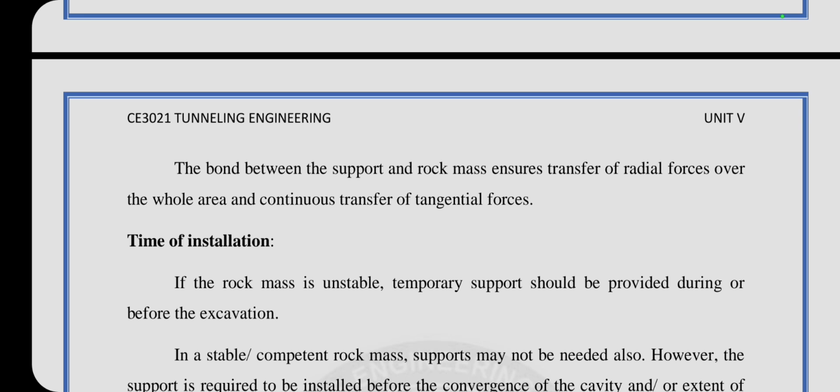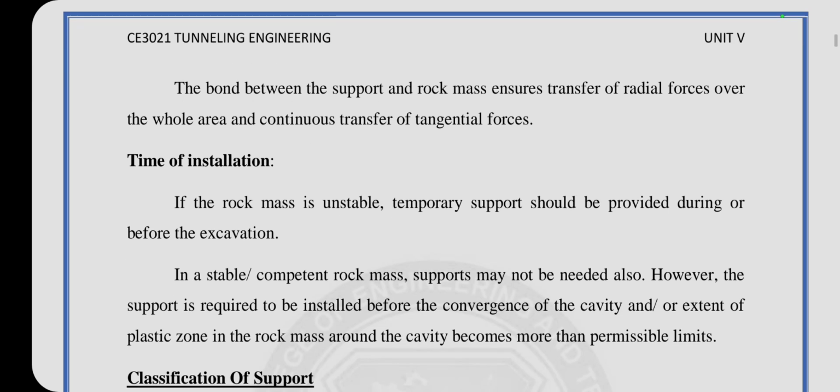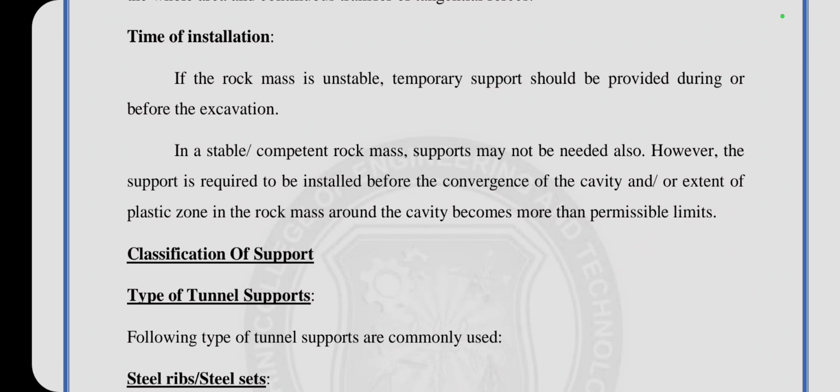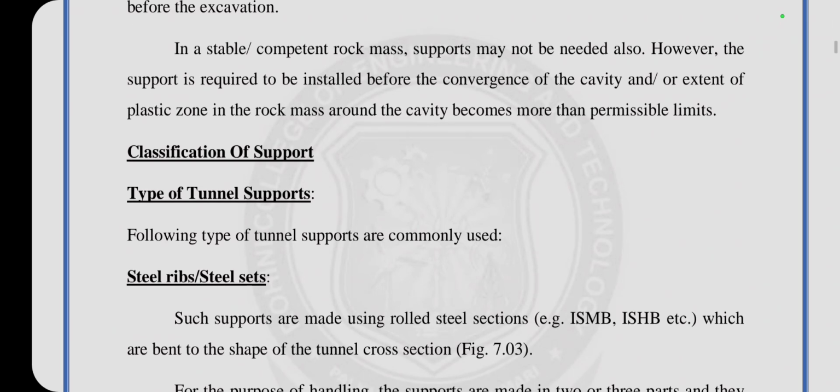The time of installation: if the rock mass is unstable, then temporary support should be provided during or before the excavation. In unstable, incompetent rock mass, convergence of the cavity and the extent of the plastic zone in the rock mass around the cavity become more than the permissible limits. So some of the classifications are here.